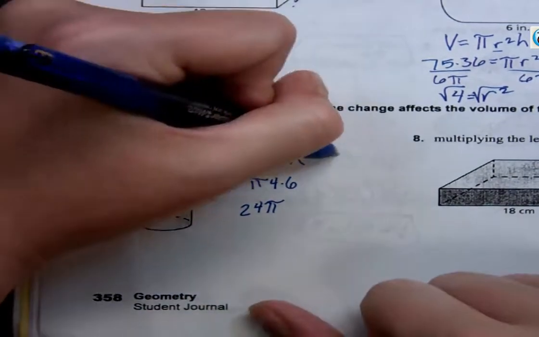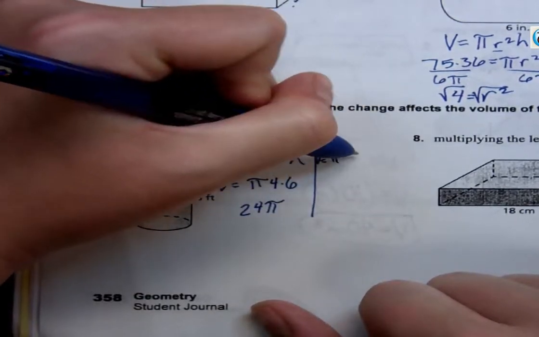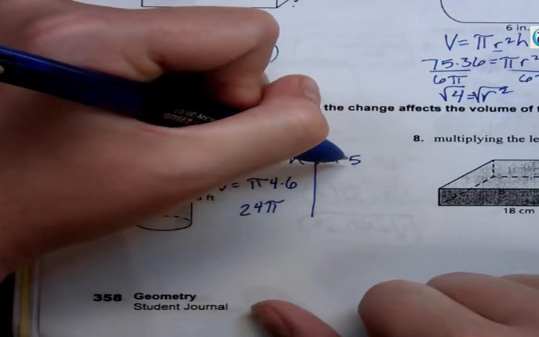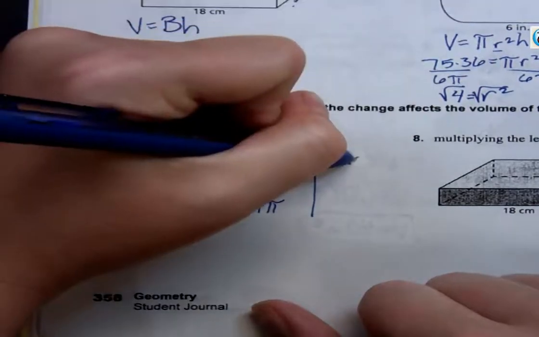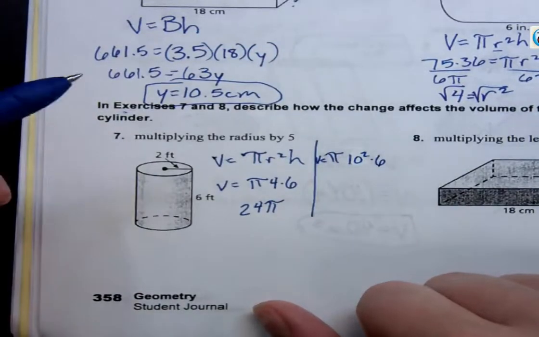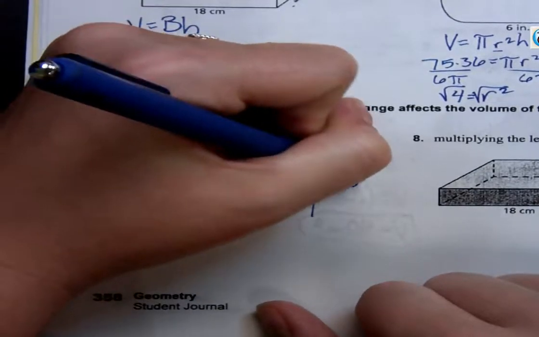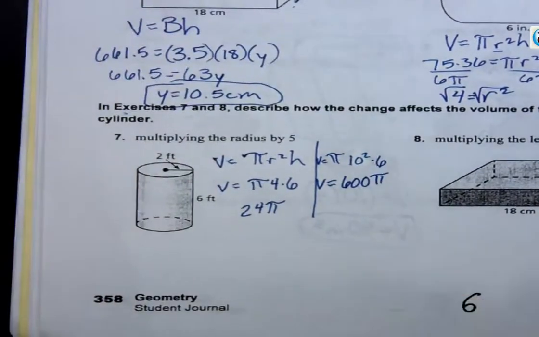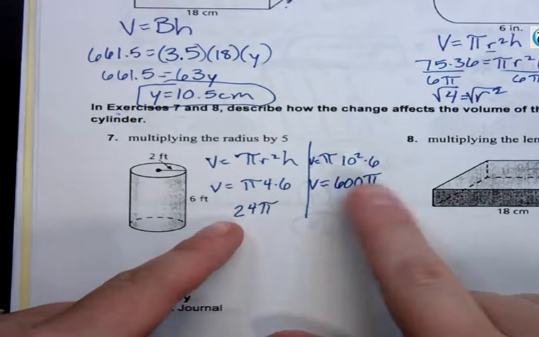Say we multiply it by 5, and it becomes pi times 5 times 2 is 10. 10 squared. The height will stay the same. Okay, so it becomes a much larger number. So the volume equals 600 pi. Okay, so now we found our 2 volumes, but it's asking what is the change. So what do you have to multiply this by to get to this?